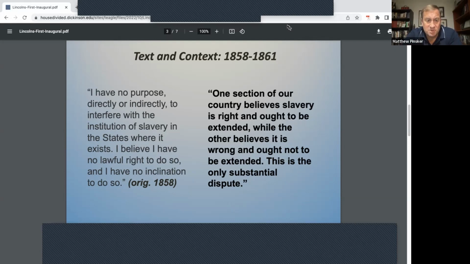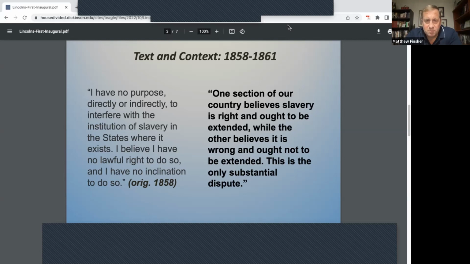And in this case, the first bit of context you need is that Lincoln was quoting himself. The original version of that quote came from the Lincoln-Douglas debates in 1858. And sometimes the students don't see that at first. But then you ask them, why would he quote himself? And you can draw out an analysis that he was trying to reassure some of his audience that nothing had been changing over the last few years, despite the crisis.